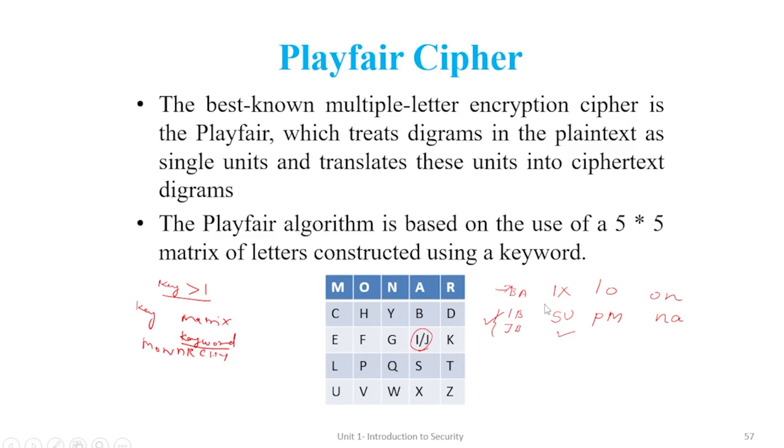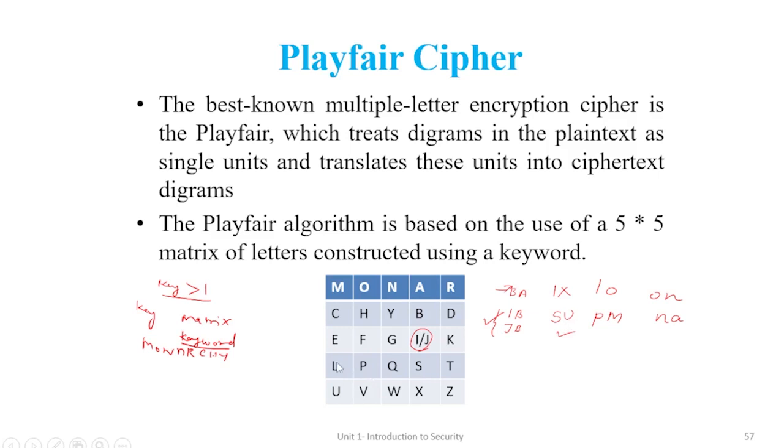Then the next pair is LX. So L and X occur in different rows and different columns. In that situation, we go to the first letter's row order. The first letter is L, so you refer to its row, which is crossed with X. The intersecting value is S. Then you go to the column order of the first letter. So L's column and X's row give U. So the answer for LX is SU.